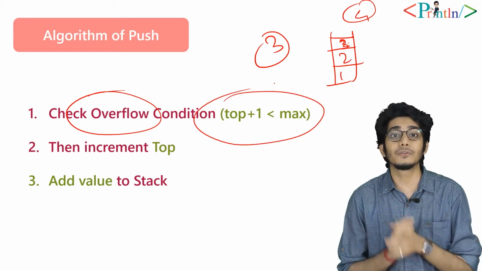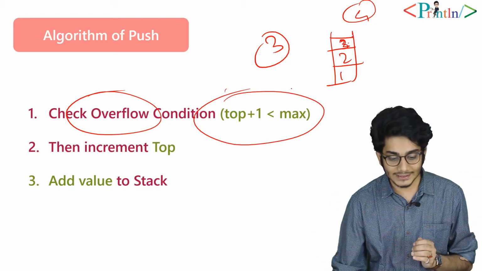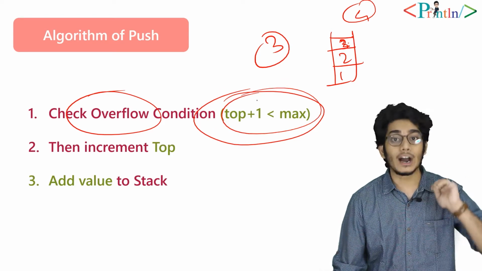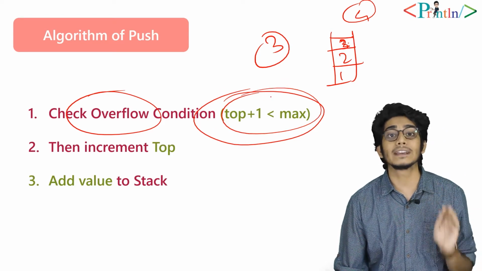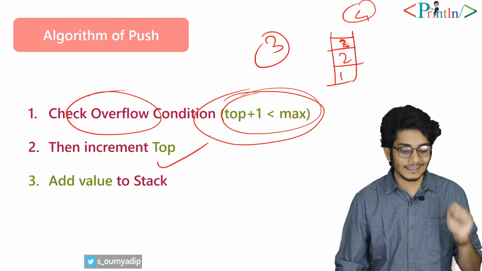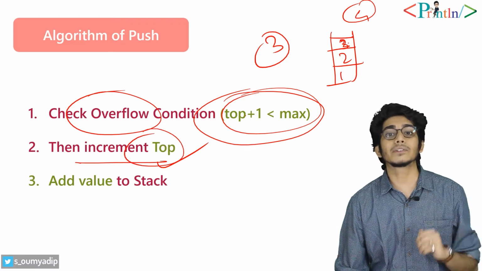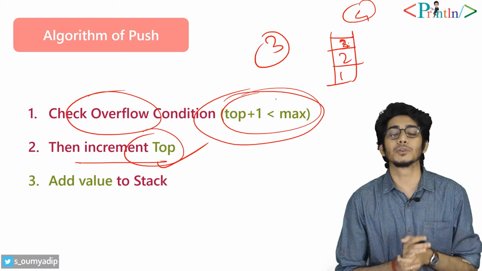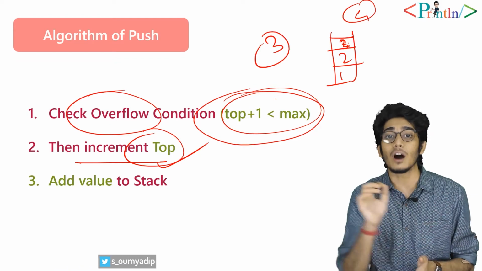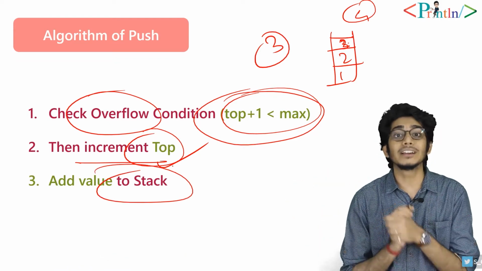So what is the condition? We have to check that top plus 1 is less than max. We'll discuss this in detail, how we increment the top and how we can check whether the condition is overflow. Then the second thing is we have to increment our top. So whenever we are trying to insert anything, we have to increment the value of the top and then we'll add the value into the stack.